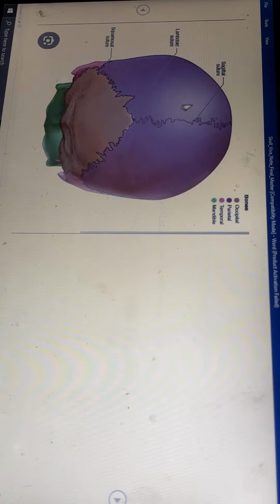Someone said I should explain these sutures again. The suture that joins them is the what? The sagittal suture. This V-shaped suture that joins the occipital bone and the parietal is what? Lambdoid suture. The suture that joins the parietal and the one in the ear, which is the temporal, is the squamous suture. The suture that joins the frontal bone, the bone in the front, and this parietal is the coronal suture.